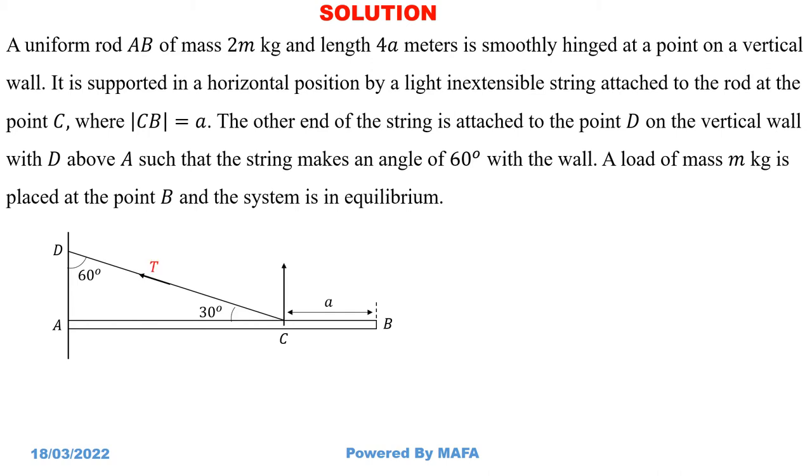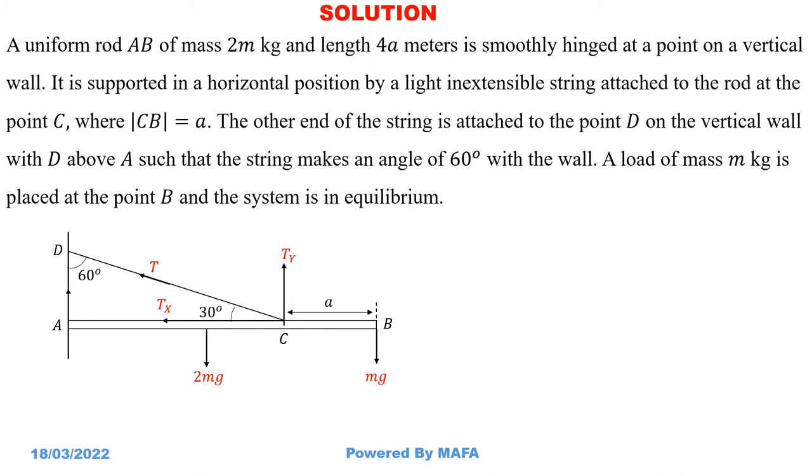Now the tension is going to be resolved into two components: the vertical component, which is Ty, and the horizontal component, which is Tx. Now the weight of the rod always acts at the center, so we have 2mg since the mass of the rod is 2m. Now at the point B, a mass of m kg was placed, so the weight of that mass is mg.